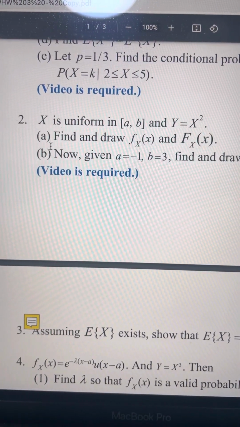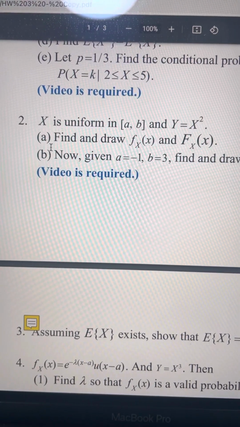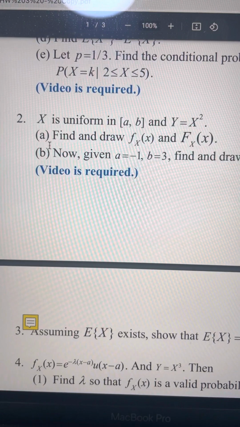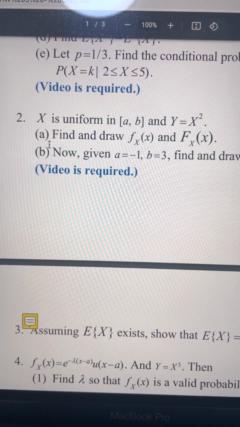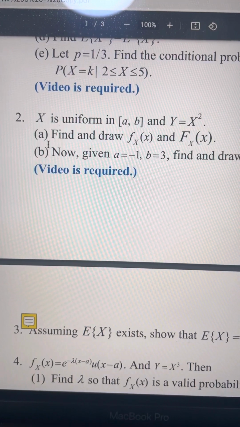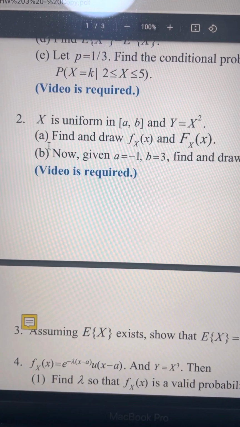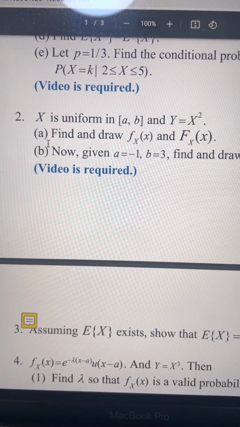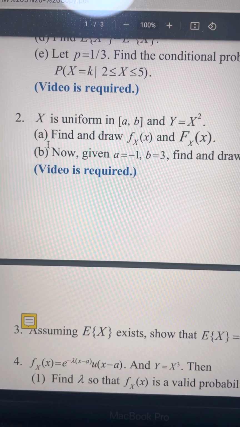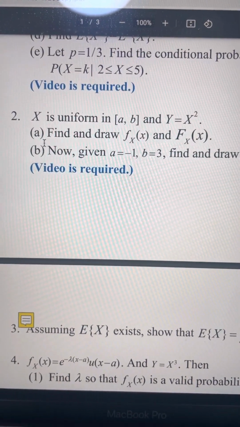So now I'm going to show you how we solve question number 2 on homework 3. On this question, it says X is uniform in the range a and b, and Y is equal to X squared. So on part A, it says find and draw f_X(x) and F_X(x).